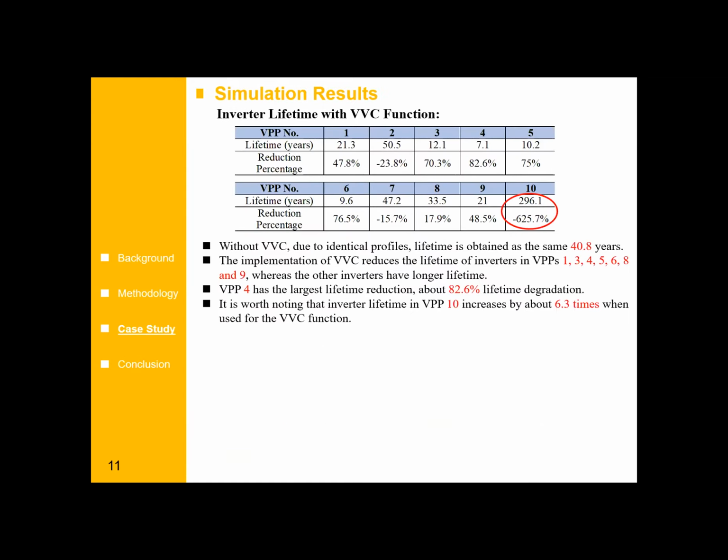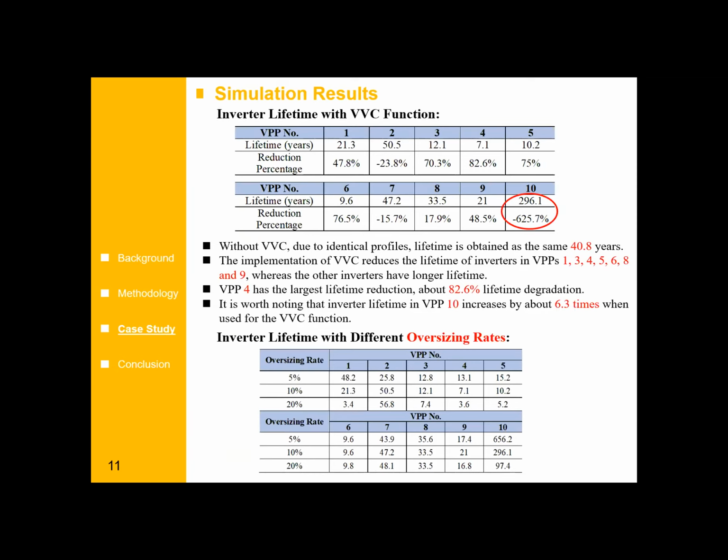So also, the inverter lifetime with different oversizing rate is analyzed in this paper. We can see that almost all the virtual power plants have reduced lifetime with an increasing oversizing rate, which indicates that the inverter lifetime has high correlation with its oversizing rate.